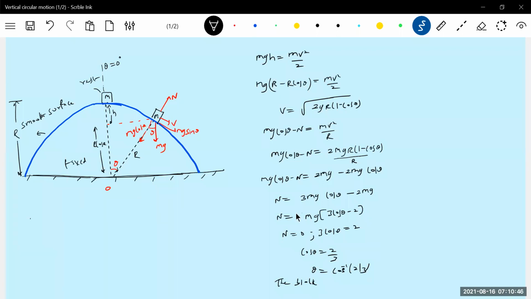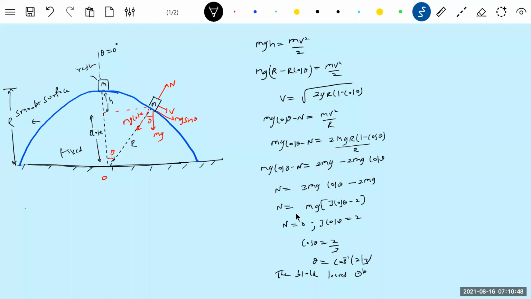The block leaves the circular path. Okay, fine. This is one basic condition he has put. Why will it leave? It means the normal contact will keep on decreasing. Here how much is it? N equals mg. Then it keeps on decreasing, and somewhere it becomes 0. Once N becomes 0, it means it's not in contact.